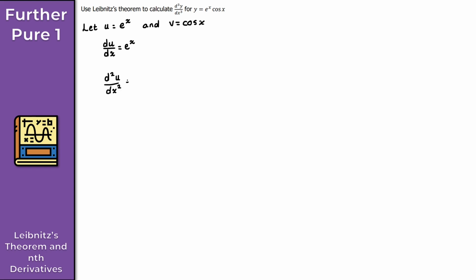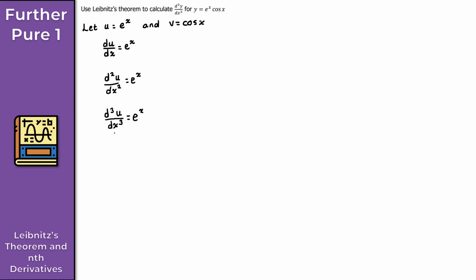this is d squared u by dx squared. Again, we get e to the x. And then for the third derivative, that's d cubed u by dx cubed. Again, no prizes here, right? It's just simply e to the x.